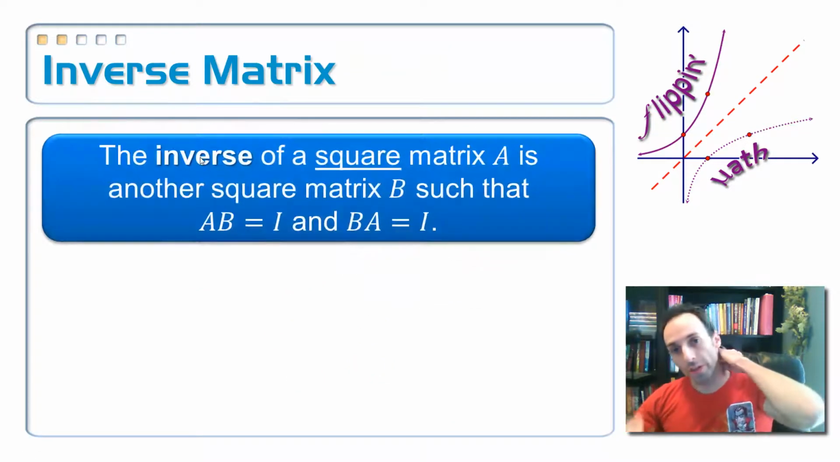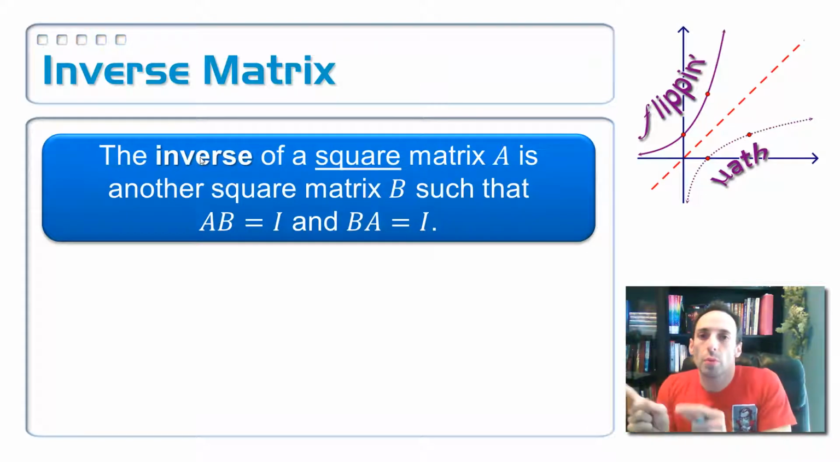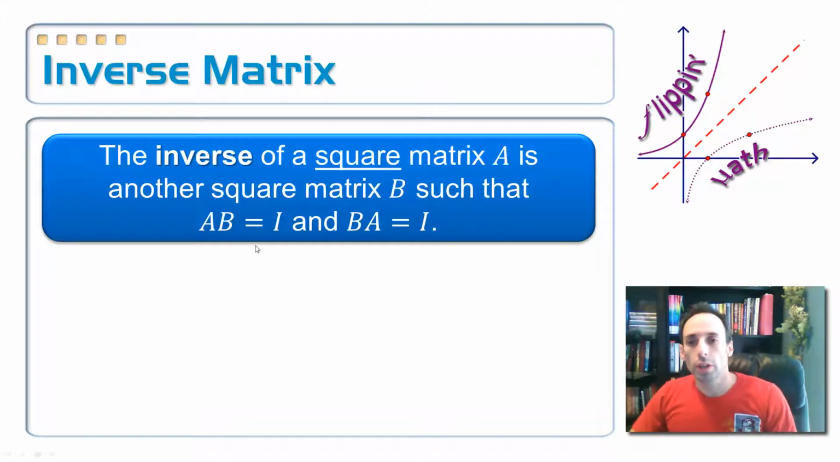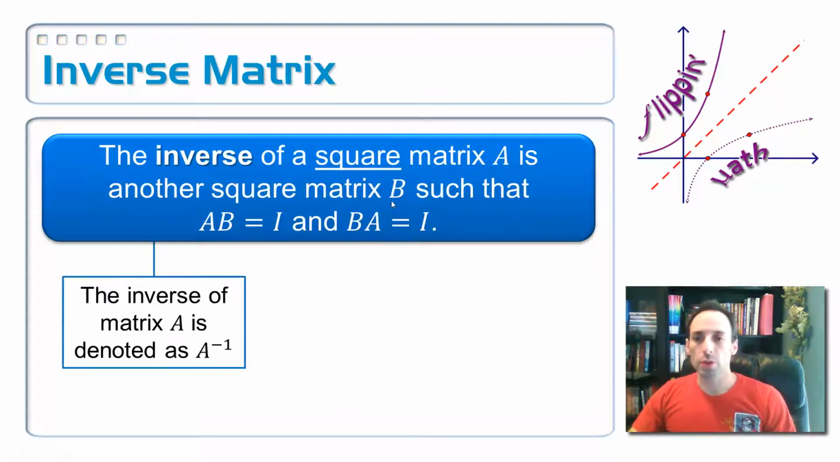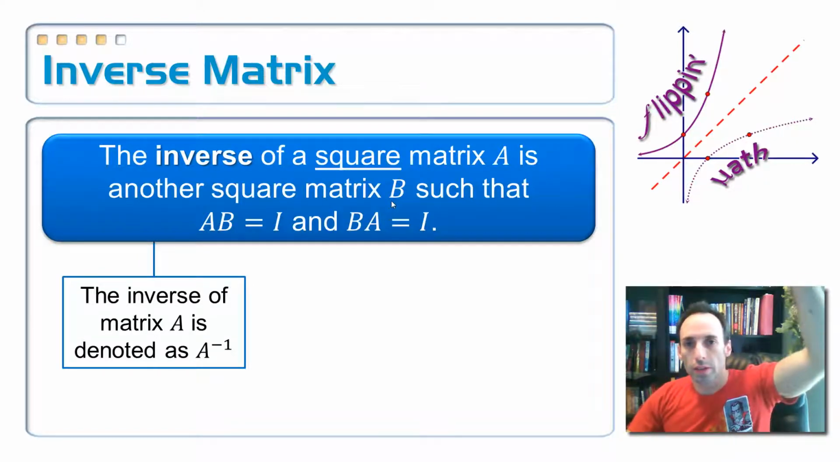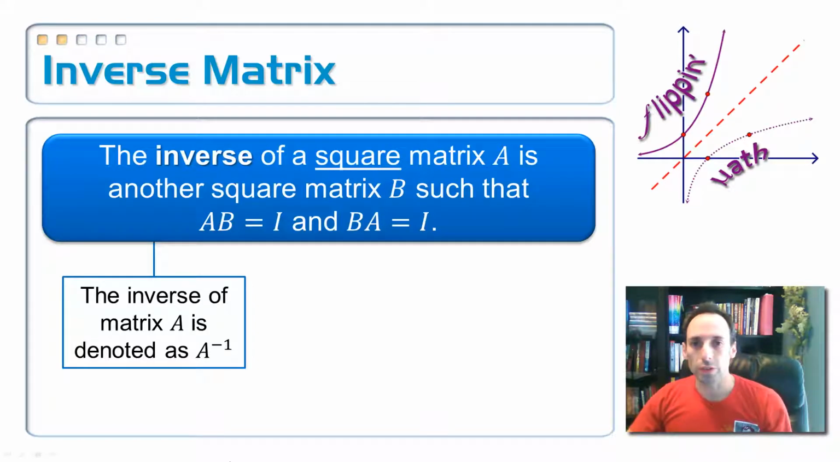So the inverse of a square matrix A is another square matrix such that whenever you multiply them together, you get the identity matrix. And notice that it goes both directions. The commutative property does work with inverse matrices. A times B gives us the identity matrix. B times A gives us the identity matrix. In terms of notation, we denote the inverse of a matrix with A to the negative 1 power. That's what we use for the inverse of a matrix.